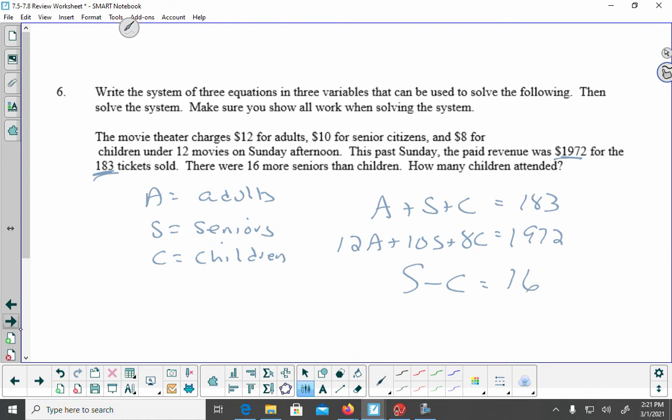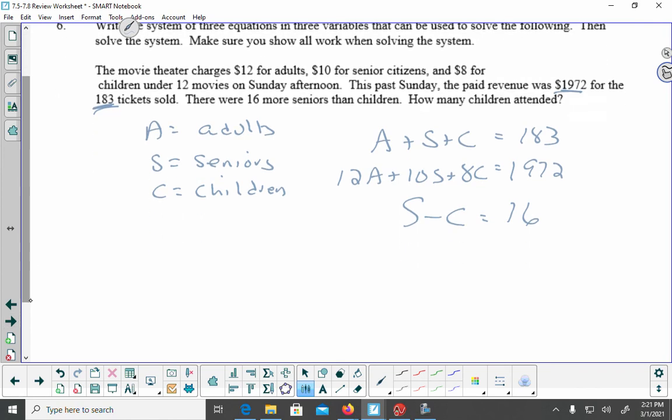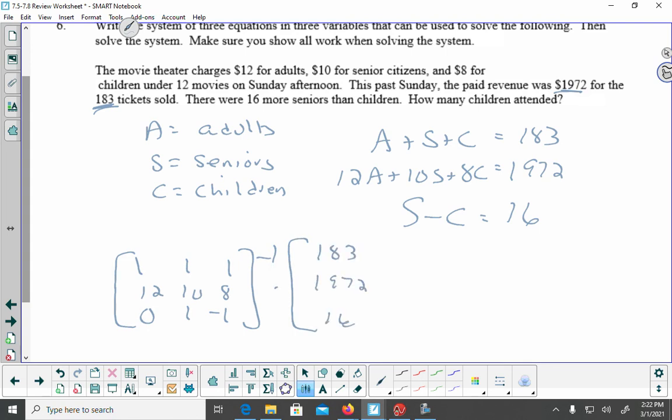Now I get to solve this any way I want. If I can use my calculator, I'm going to use my calculator. So let's say I do my coefficients, which are 1, 1, 1, 12, 10, 8, and then 0, 1, -1. Let's say I raise that to the -1 power and multiply that by my answers, which are 183, 1972, and 16. I should get the correct answer. So I'm going to go over here and do that.